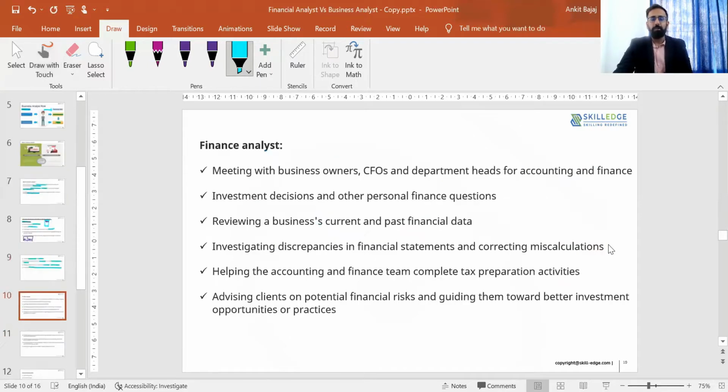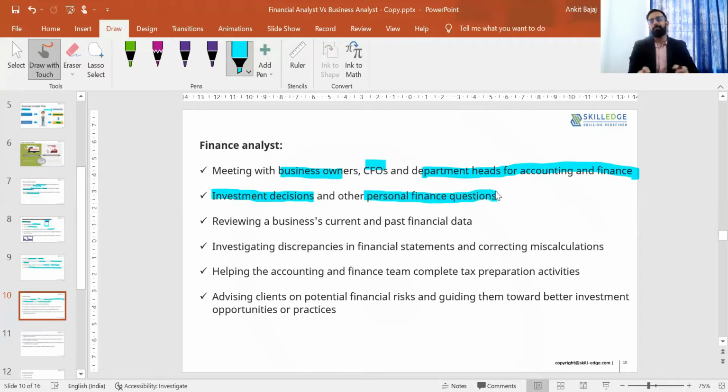So now if I talk about what a financial analyst will be doing, right? We have already discussed, but quickly we will read these points so you will get the idea. Meeting with business owners, CFOs and department heads for accounting and finance, right? Definitely they will be investing the money of the organization in some securities or in some other businesses. So definitely they need to interact with top management of the organization. Investment decisions and other personal finance questions. So they provide guidance or consultancy to the organizations, to the management, related to investment decisions. And they also provide personal finance services, right?